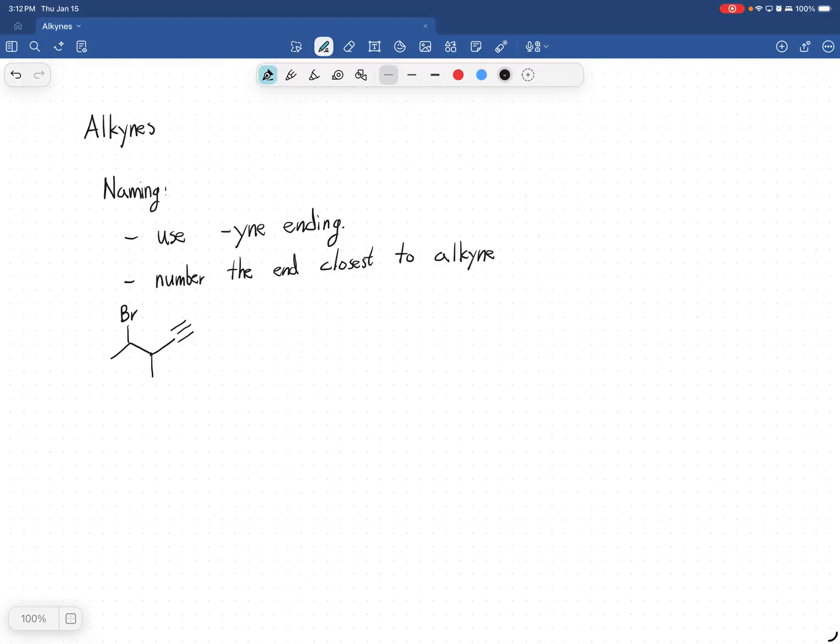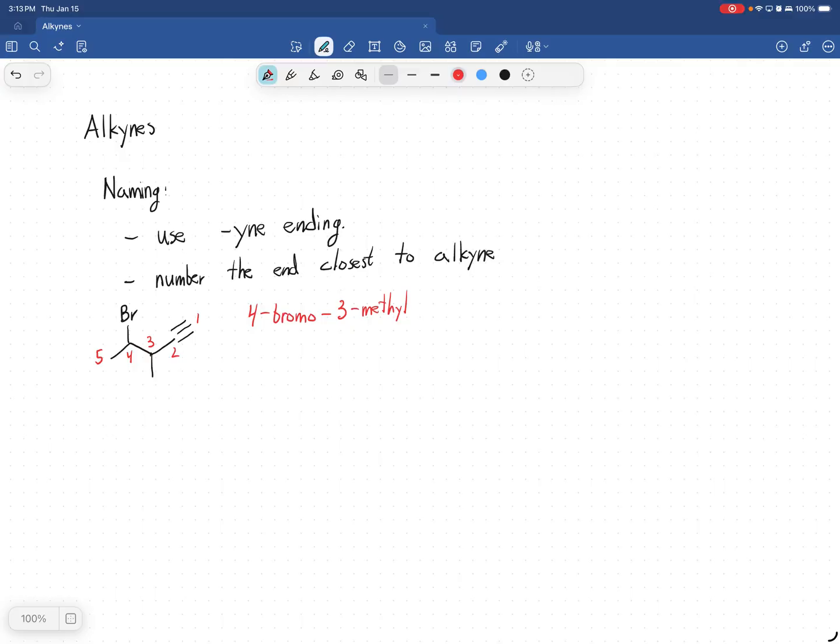So we're going to number the end closest to the alkyne. So we start 1, 2, 3, 4, 5. So how will I start naming this one? What's at the 4 position? Bromo. So we're going to start by calling this 4-bromo. And what's my other substituent? 3-methyl. You got it.